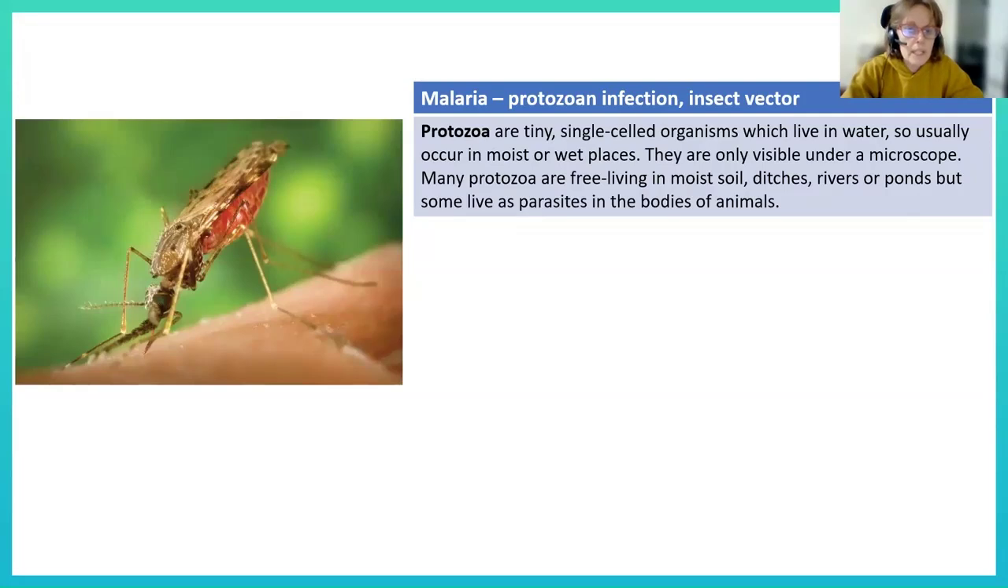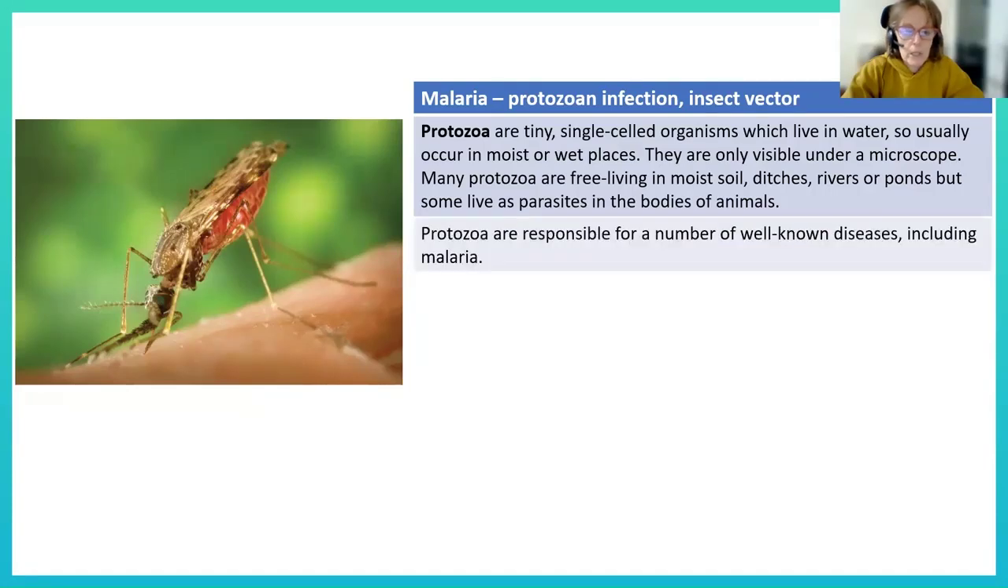So this is malaria that we're going to have a look at. That's a mosquito. That's what spreads malaria. Malaria itself is caused by something called a protozoan. Protozoa are tiny single-celled organisms, and they live usually in water or wet places, and they're really small. You can only see them under a microscope. Most of them just live in water or in soils. They're free living, but some of them live in the bodies of animals, and this is the one we're looking at, lives in mosquitoes and humans.